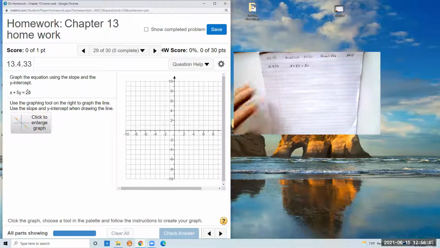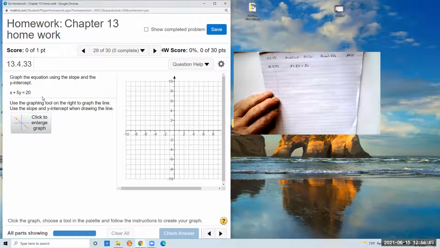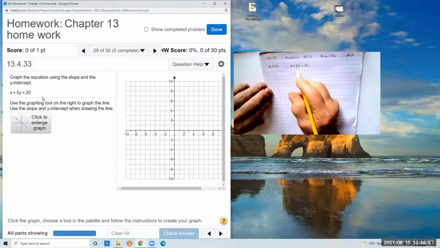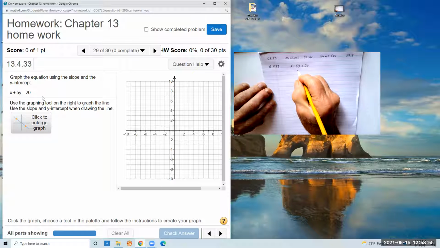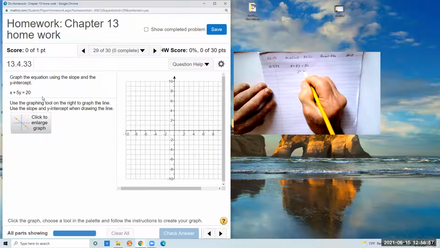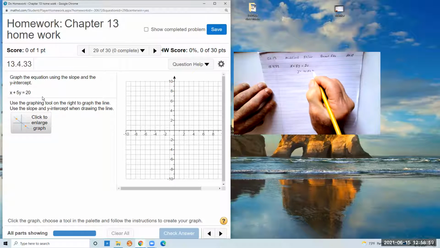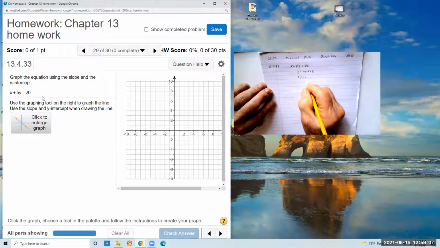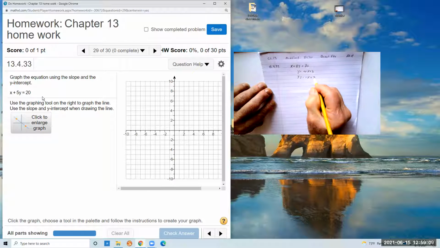We need to graph the equation using slope and the y-intercept. The equation is x plus 5y equals 20. So we need to put it into the format y equals mx plus b. That means we need to solve the equation for y. So moving the x, we have 5y equals minus x plus 20.